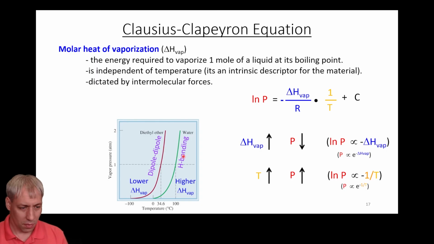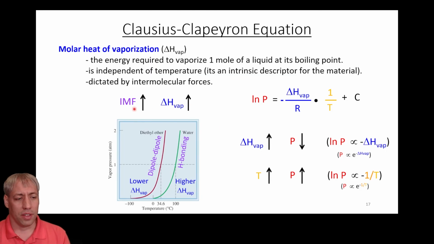And so to reiterate, no matter what liquid you're dealing with, there's a temperature-pressure relationship. Where that relationship shows up is going to be dictated by the delta H vap, the intermolecular forces, and how strong or weak they are. And so, tying it back to our starting point, the greater the intermolecular forces, the greater the delta H vap, the lower the vapor pressure is going to be for the system.